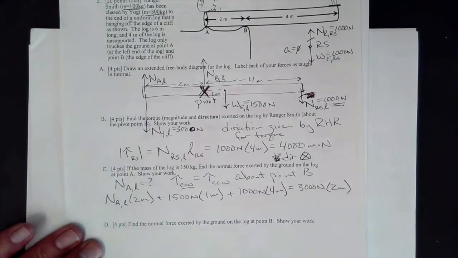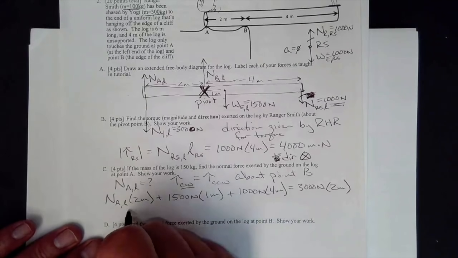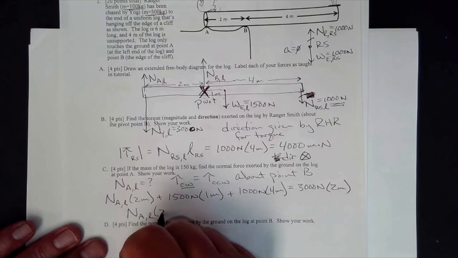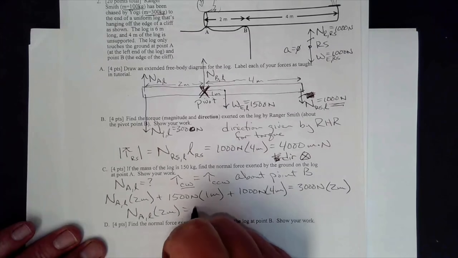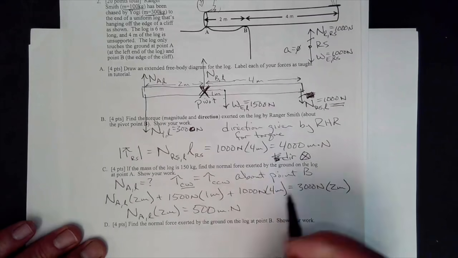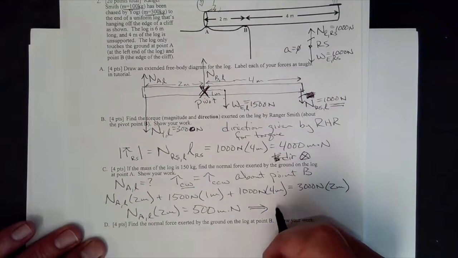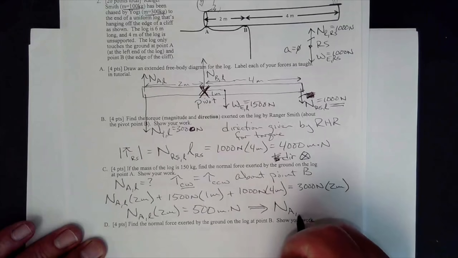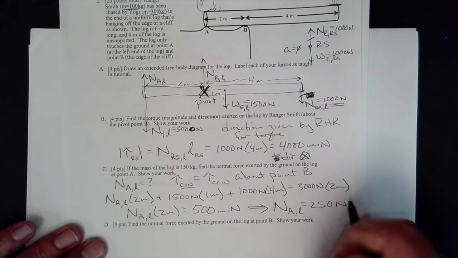Okay. Now, when I work this out, I get the normal by A on the log times 2 meters is equal to 500 meter newtons. And if I just divide both sides by 2 meters, I get this normal force by A on the log is equal to 250 newtons. Okay?